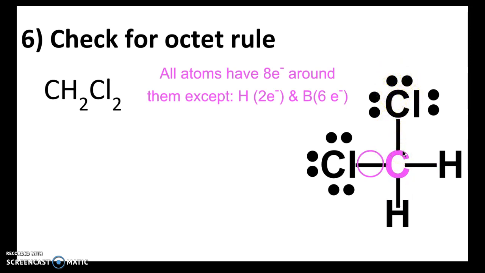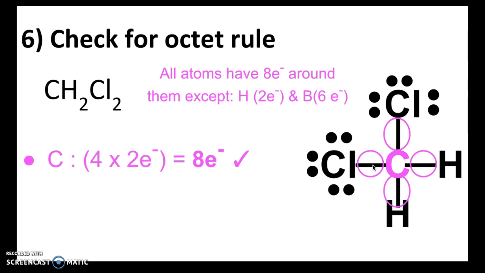Okay, so with that being said, I can go ahead and just count the number of electrons that are actually touching this carbon. So there's 2, 4, 6, 8. Since each bond has 2 electrons, there's 8 electrons around it. And so the carbon's good.